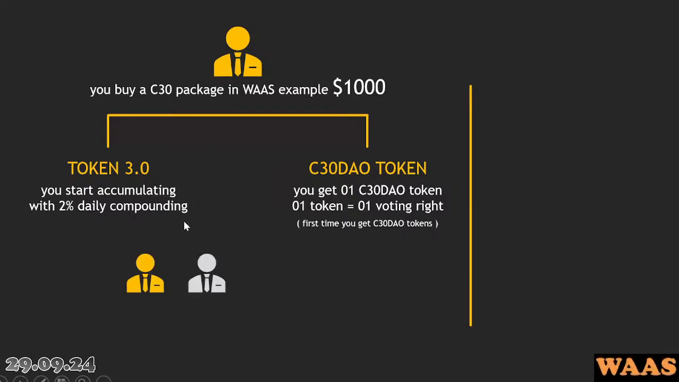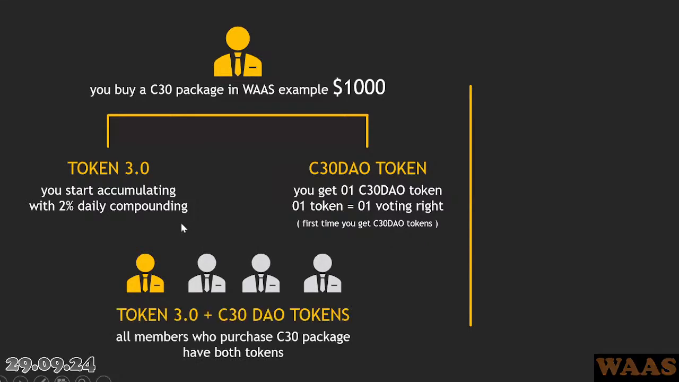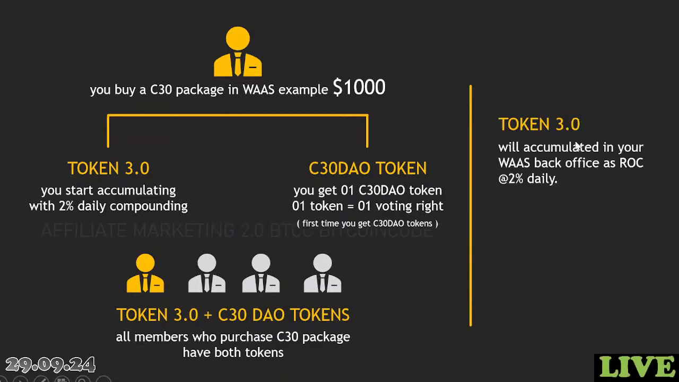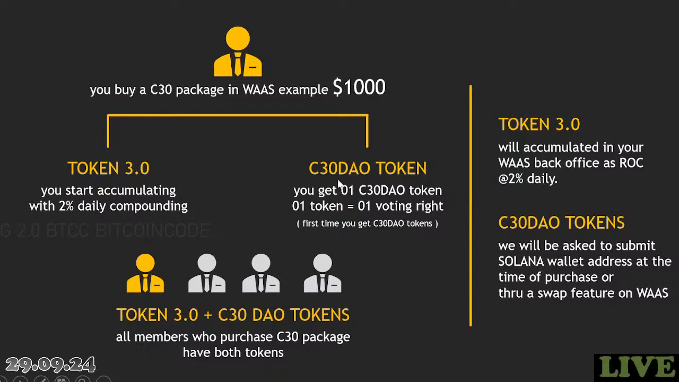So all the members who have bought Capital 3.0 packages will have token 3.0 through accumulation, 2% compounding, as well as each will have a C30 DAO token against the package purchased. So this is applicable to all the members. Everybody will have a right to vote against their Capital 3.0 package. Now, token 3.0 will be accumulated in your WAAS back office as ROC, daily compounding 2%.